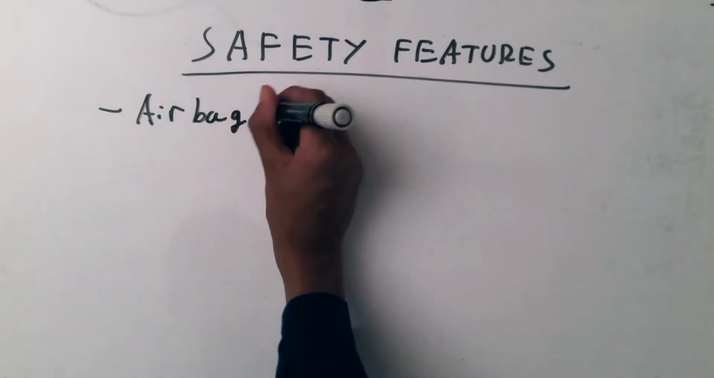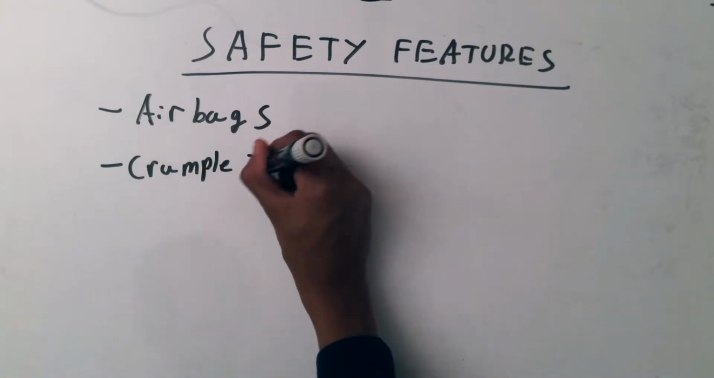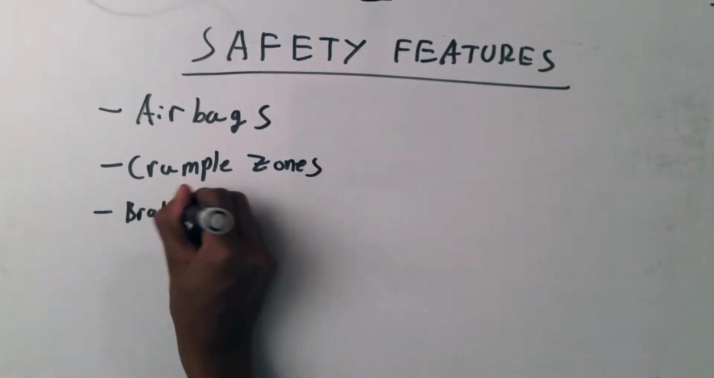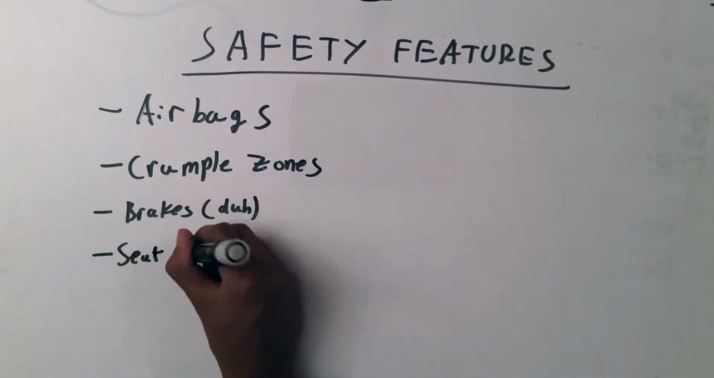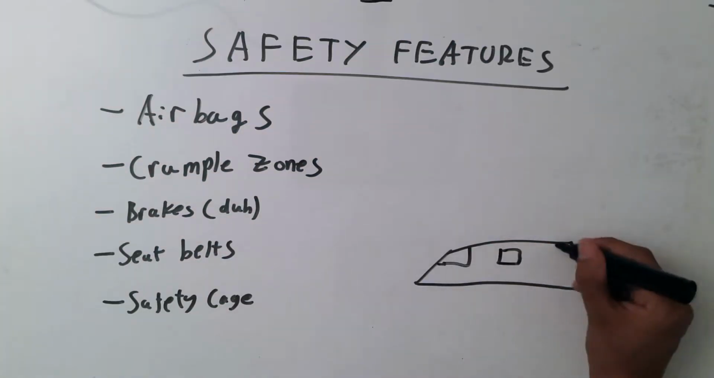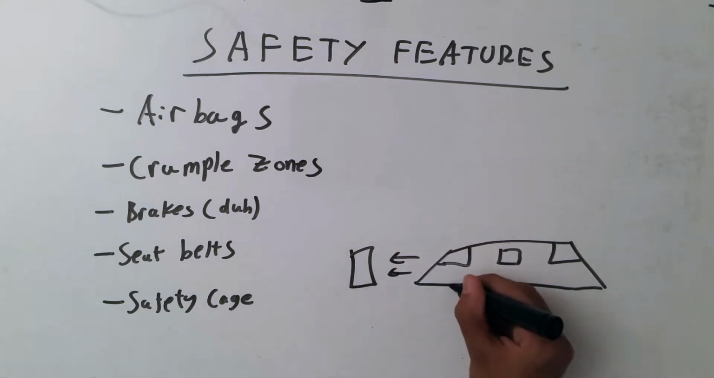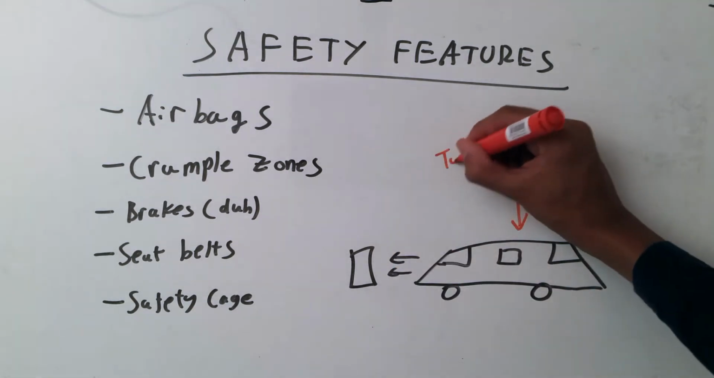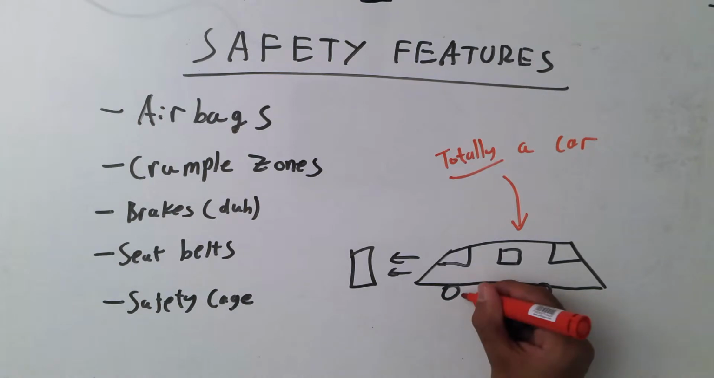Cars have many safety features intended to protect their occupants in the event of a crash. Airbags, seatbelts, and crumple zones attempt to reduce the deceleration experienced by the passengers in order to lessen the chances of injury. Brakes obviously slow the car down to prevent an accident in the first place. Finally, a safety cage prevents the car from rolling over, possibly injuring the occupants if they fall out of their seats.